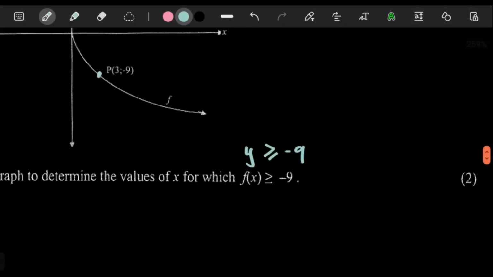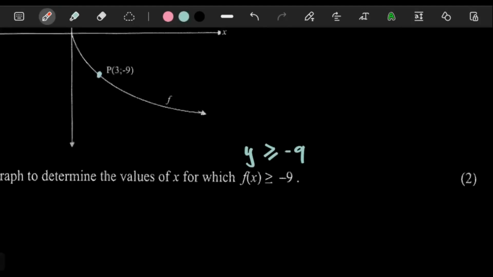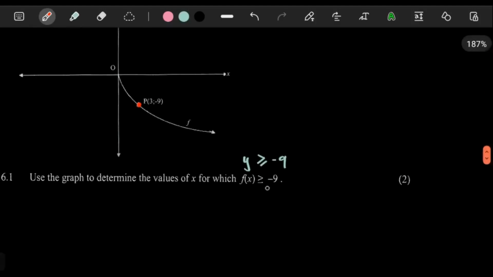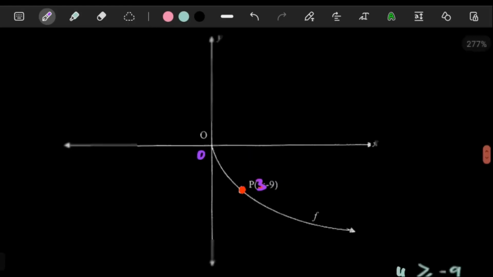So to answer that kind of question, this is what you do. We know that the y value is equal to -9 here. So where is it bigger or equal to -9? It's equal to -9 where x is 3, and it's bigger than -9 from 0 up until the 3. So between 0 and 3 is what we're looking for. That's the portion where the y values are bigger or equal to -9.